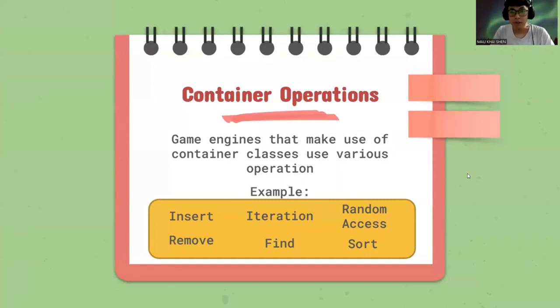Good day, everyone. My name is Mokashan, and I'm now going to talk about container operations. The game engine that makes use of the container classes uses various operations, for example, insert, remove, iteration, find, random access, and also sort.